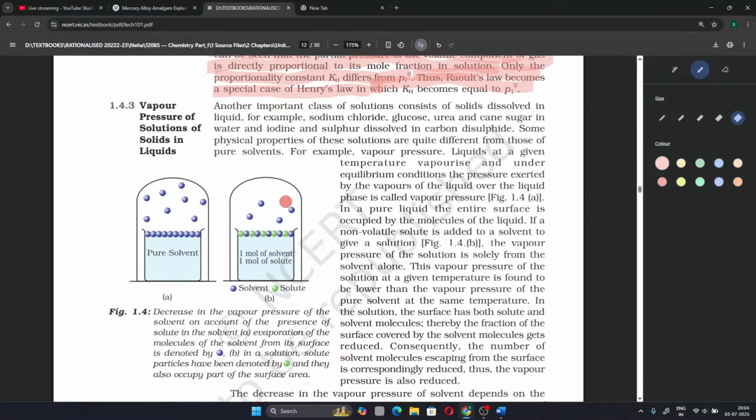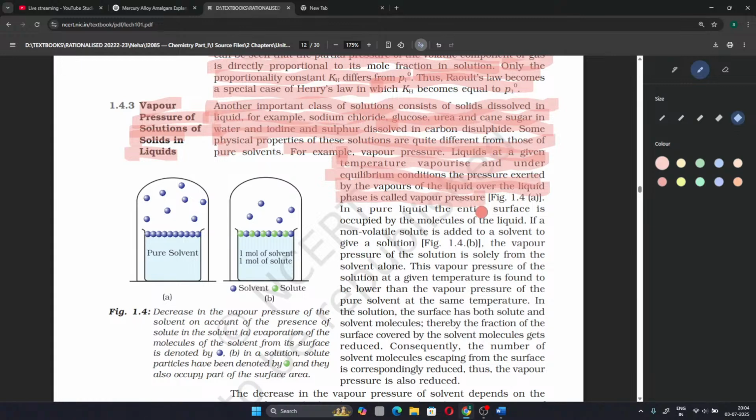Vapor pressure of solutions of solids in liquids. Another important class of solution consists of solids dissolved in liquids, for example, sodium chloride, glucose, urea, cane sugar in water, and iodine and sulfur dissolved in carbon disulfide. Some physical properties of these solutions are quite different from those of pure solvents. For example, vapor pressure: liquids at a given temperature vaporize under equilibrium conditions. The pressure exerted by the vapor of the liquid over the liquid phase is called vapor pressure.